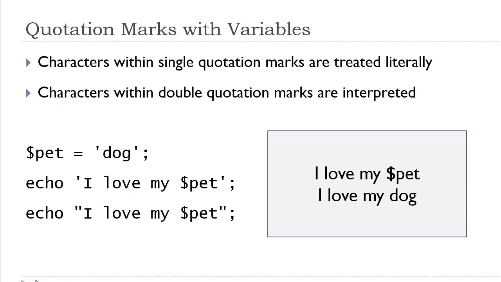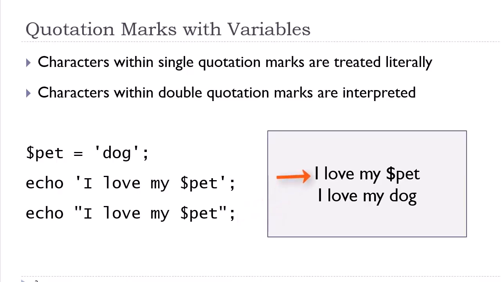Let's review using string variables with the echo statement. Here I have a variable called pet, and I am storing the value of dog in it. My next echo statement uses single quotes, and I have a string followed by the name of the variable. The second echo statement uses double quotes, which also has the string followed by the name of the variable.